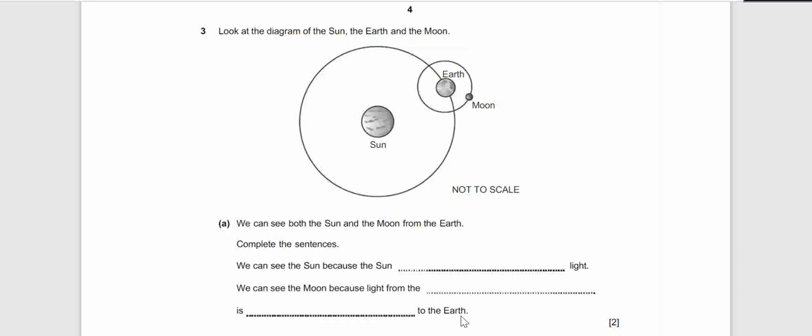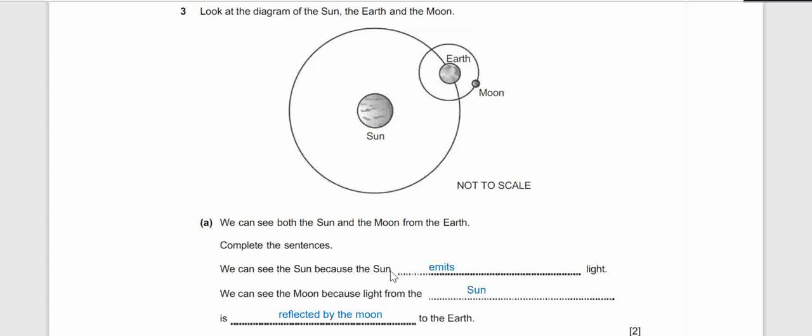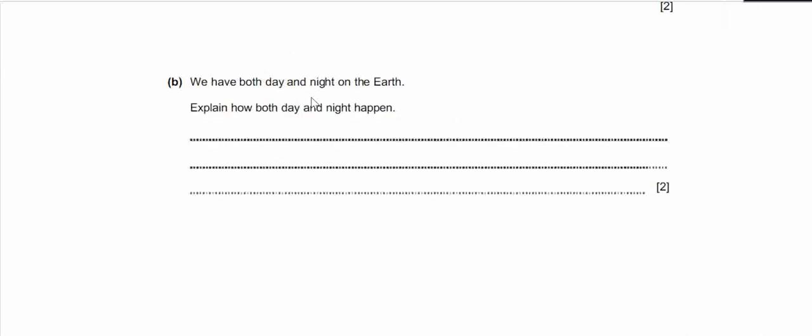Alright guys, let's check out the answers. Here we go. We can see the sun because the sun emits light, or produces light. We can see the moon because light from the sun is reflected by the moon to the earth. Right, let's see 3b. We have both day and night on earth. Explain how both day and night happen. 10 seconds from now. 10, 9, 8, 7, 6, 5, 4, 3, 2, 1, 0. Alright guys, let's check out the answer.